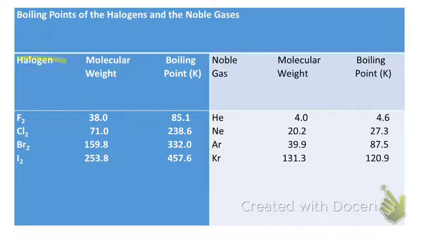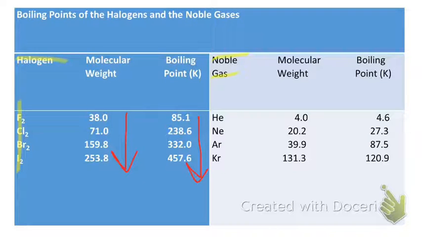So start with the halogens. Here are the halogens. Remember, the halogens are diatomic in nature. So we have F2, Cl2, Br2, and I2. And what do we notice about the molecular weights here? As we typically go from fluorine to iodine, the molecular weight increases. Comparing that to the boiling point, we see a general trend that as the molecular weight increases, so does the boiling point. Now we can also look at the noble gases.